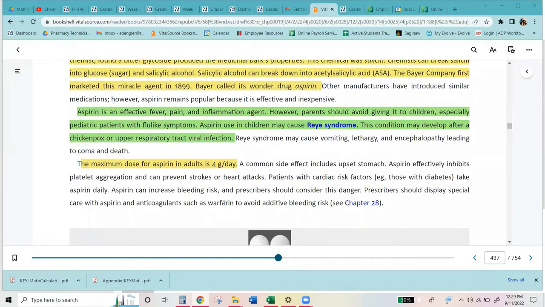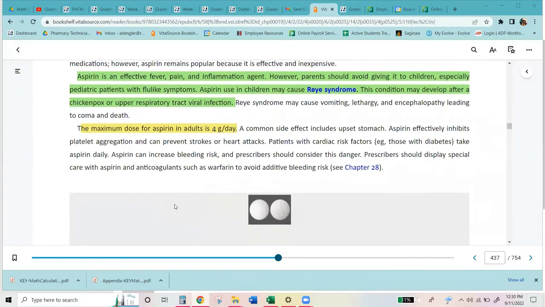Aspirin is an effective fever, pain, and inflammation agent. However, parents should avoid giving it to children, especially pediatric patients with flu-like symptoms, because it can cause Reye syndrome. This condition may develop after a chickenpox or upper respiratory tract viral infection. An important thing to know for any job in pharmacy is the maximum dose for aspirin in adults is 4 grams per day.